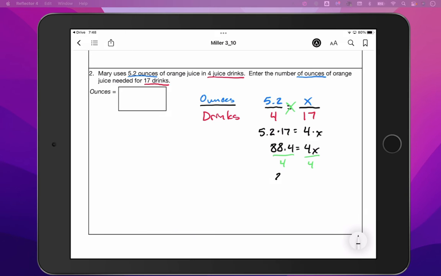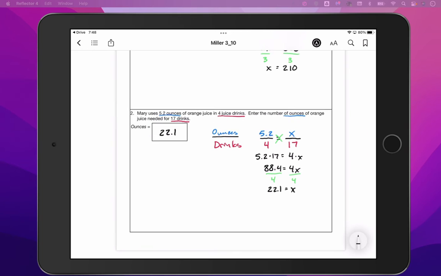And we will have 22.1 is equal to x. So we will need 22.1 ounces of orange juice for 17 drinks. That's pretty specific. Okay, I'll leave that there, everyone.